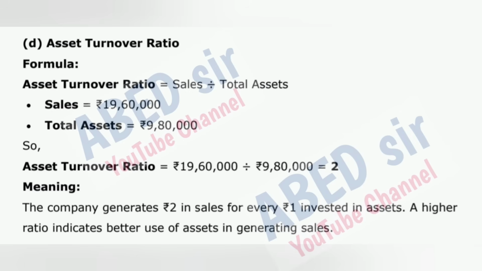Meaning, the company generates 2 rupees in sales for every 1 rupee invested in assets. A higher ratio indicates better use of assets in generating sales.